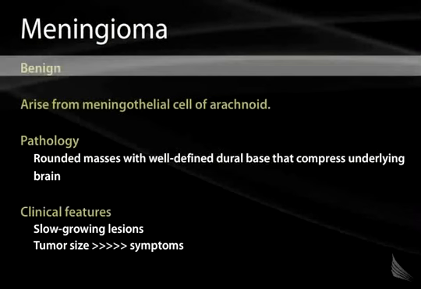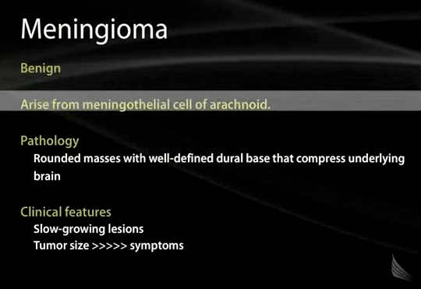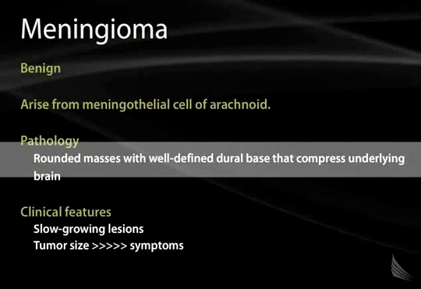Meningiomas are benign tumors. However, because they are in the rigid skull and there isn't much stretching in the skull, you can have herniation or subsequent serious side effects. So we try to remove them surgically when identified. They typically arise from the meningothelial cell of the arachnoid layer, and the pathology involves rounded masses with well-defined dural base that compresses the underlying brain, which may give rise to the symptoms.